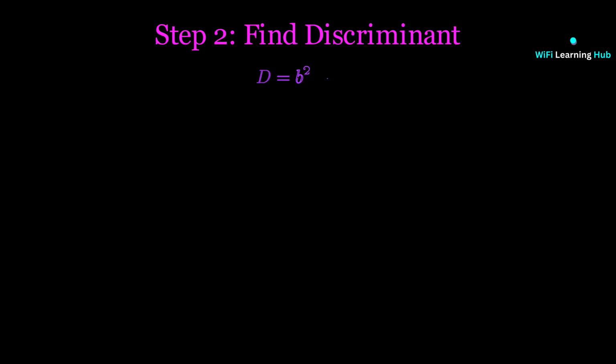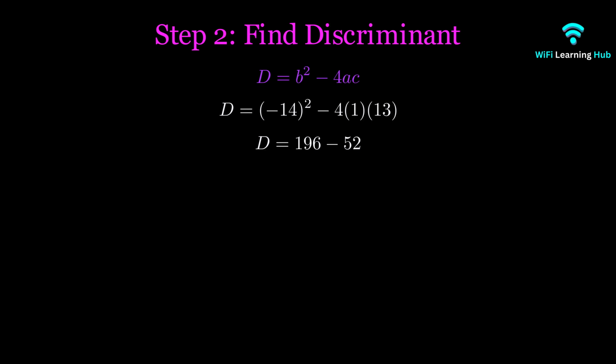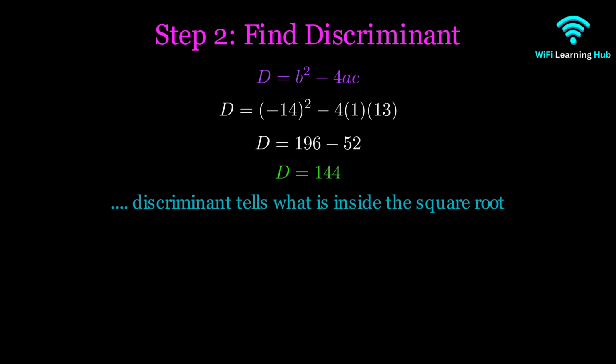Now find the discriminant. The discriminant is b squared minus 4ac. Substitute b equals negative 14, a equals 1, and c equals 13. Negative 14 squared is 196, and 4 into 1 into 13 is 52. Therefore, the discriminant is 144.